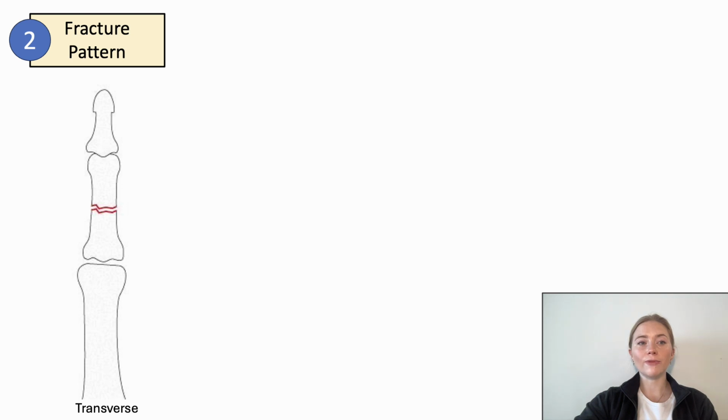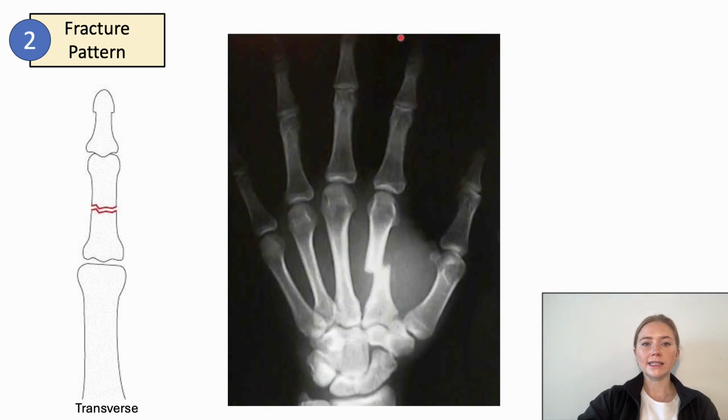Next, we can also describe fractures based on the fracture pattern or how the bone breaks. The pattern can also give us clues about the mechanism of injury. Describing the fracture pattern is often in the context of shaft fractures because this is the longest and weakest part of the bone. So we'll go over some common fracture patterns. The first is a transverse fracture, and that's when the fracture line is straight across the bone. This is usually from bending the bone sideways, like cracking a stick in half. Here is an example of a transverse fracture of the M2, so the second metacarpal.